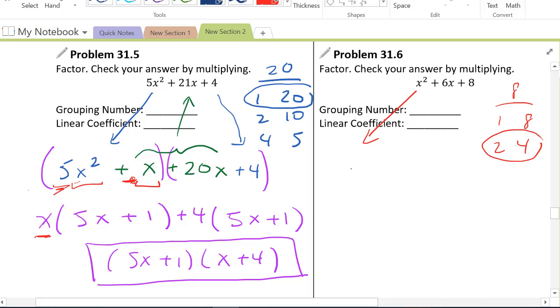What happens? I'm going to bring down the first term. Okay. I got to make a 6x using 2 and 4. How do I make 6x? Well, it must be plus 2x and plus 4x, right, to make 6x.